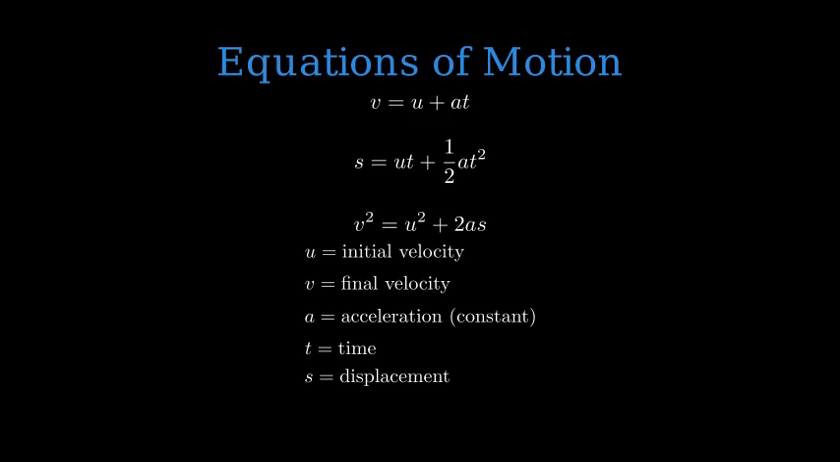u is the initial velocity, v is the final velocity, a is the constant acceleration, t is the time elapsed, and s is the displacement. Let's begin with the first equation of motion.